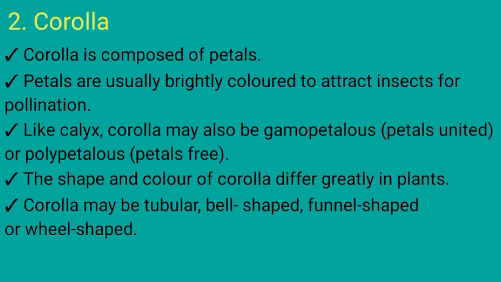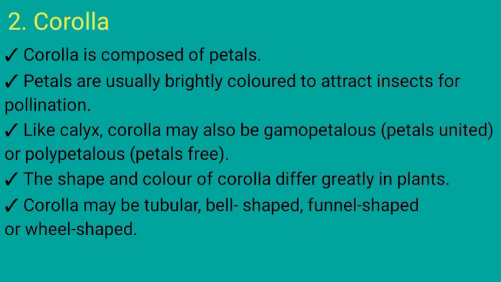Corolla is composed of petals. Petals are usually brightly colored to attract insects for pollination. Like calyx, corolla may also be gamopetalous, which means petals are united, or polypetalous, which means petals are free or individual. The shape and color of corolla differ greatly in plants.